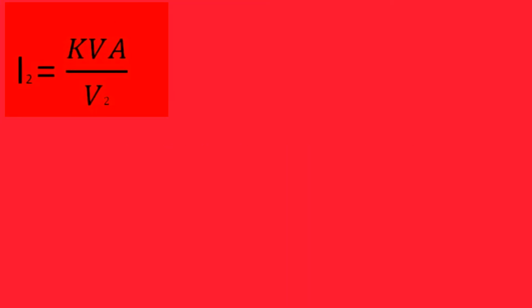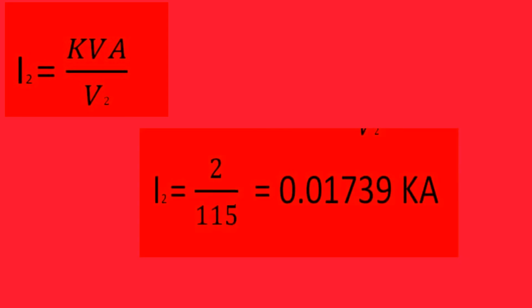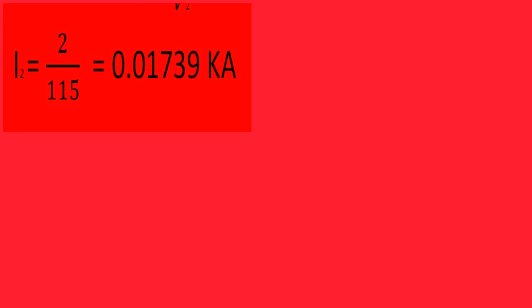Similarly, for finding secondary current I2, we need to substitute the values of kVA and V2 in the formula I2 equals kVA divided by V2. Therefore, I2 equals 2 divided by 115, that equals 0.01739 kiloamperes. Representing the secondary current I2 in terms of amperes, we will get I2 equals 17.39 amperes.